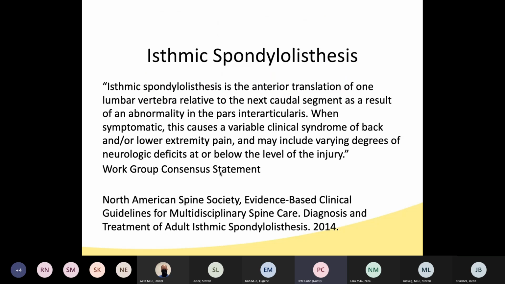So isthmic spondylolisthesis, again, the definition: it's the anterior translation of one lumbar vertebra relative to the next caudal segment as a result of an abnormality in the pars interarticularis. That can cause variable clinical symptoms, including back pain and or lower extremity pain, and may include a varying degree of neurologic deficits at or below the injury.